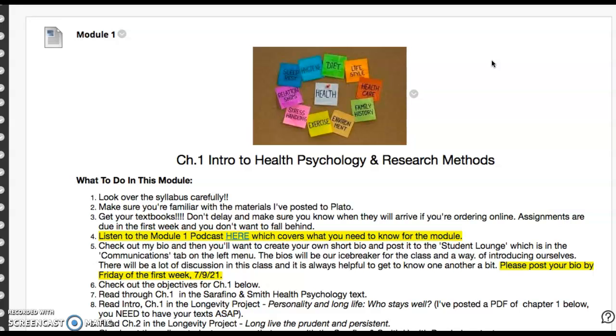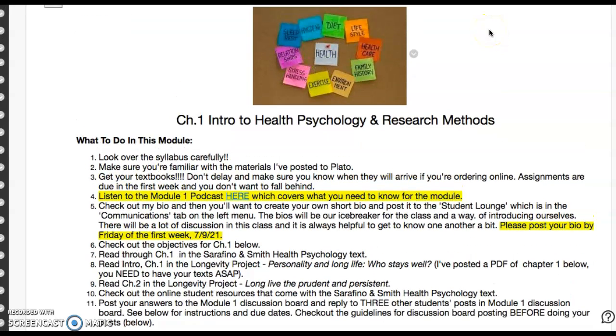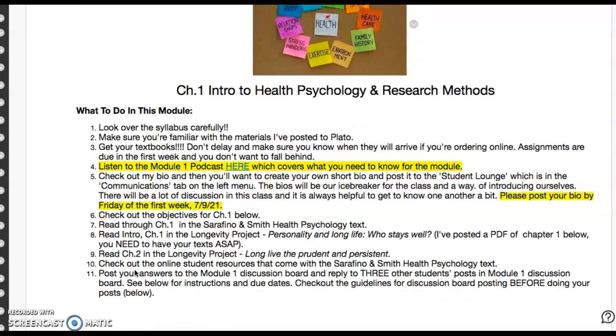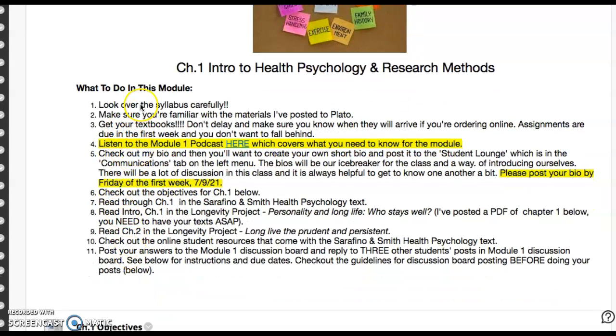So let's go through what is here. I'll always give you a to-do list that looks like this. This week we're covering chapter 1, which is Intro to Health Psychology and Research Methods in Health Psychology. So I give you a little to-do list, a little rundown. All of these things you're going to find below. So we'll go through each one of those.